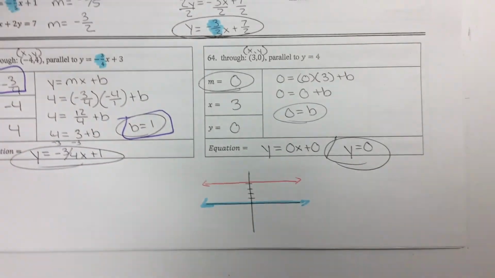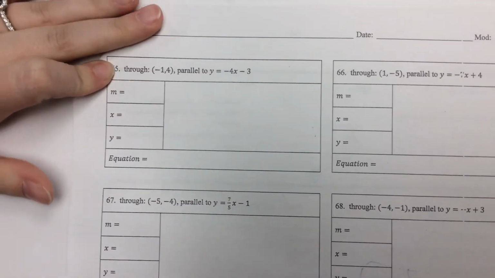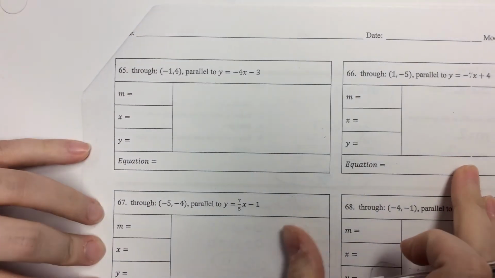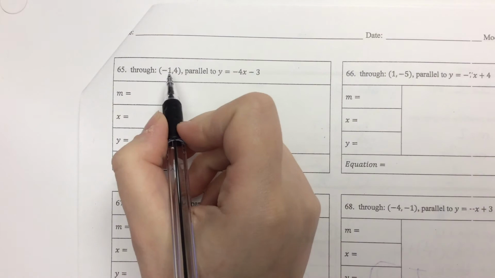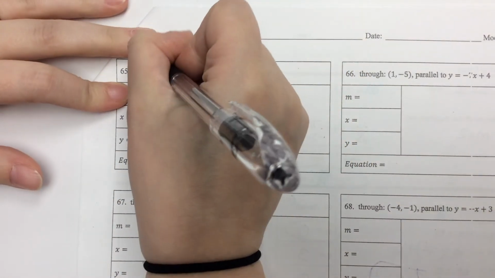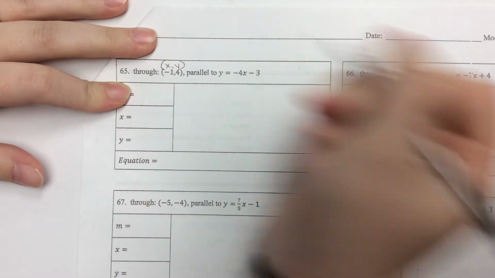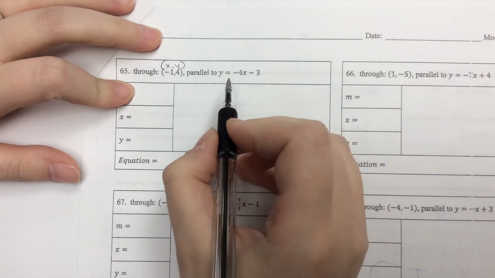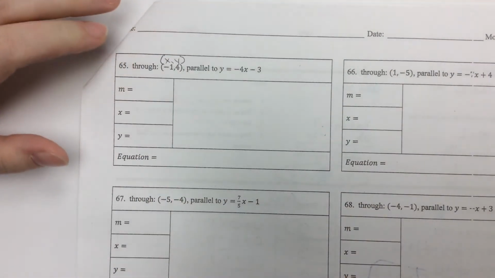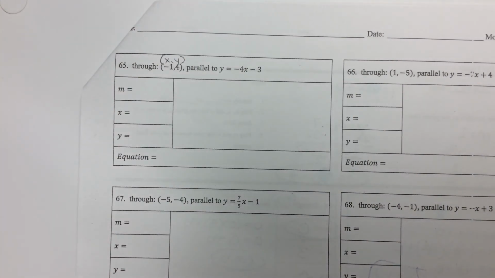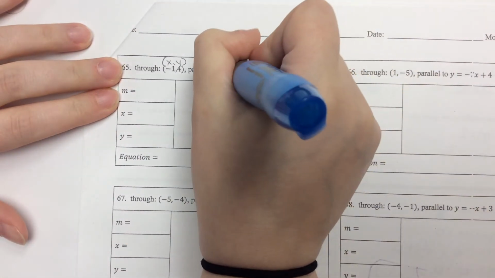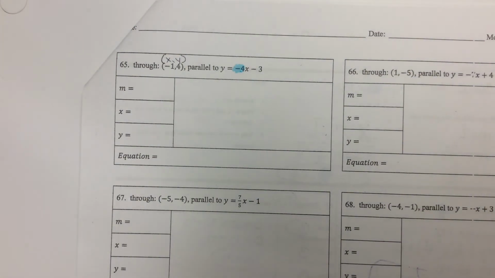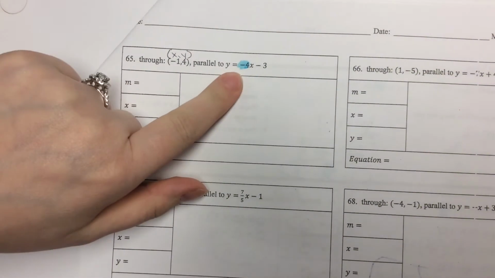Okay, let's flip over. Got a couple more on the back. We need to write an equation again. We have a line that goes through negative 1, 4, so this is x, y, and is parallel to negative 4x minus 3. Once again, remember, the only piece of information that we need from here is the slope. Everything else is irrelevant, so our slope is negative 4.